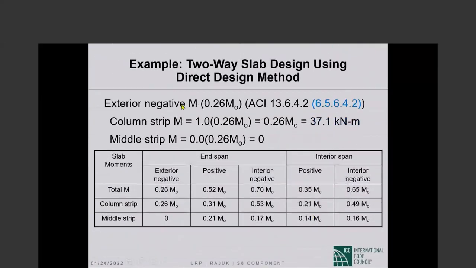Now the exterior negative moment. Exterior negative moment, remember, is 26% of M sub 0. This is a situation where, as we discussed, it's 100%, 0% distribution, 100% going to the column strip, 0% to the middle strip. So for exterior negative moment, the column strip gets all of the 26% of M sub 0, which is 37.1 kilonewton meters, and the middle strip gets 0. Okay, so anyway, this table you have seen.